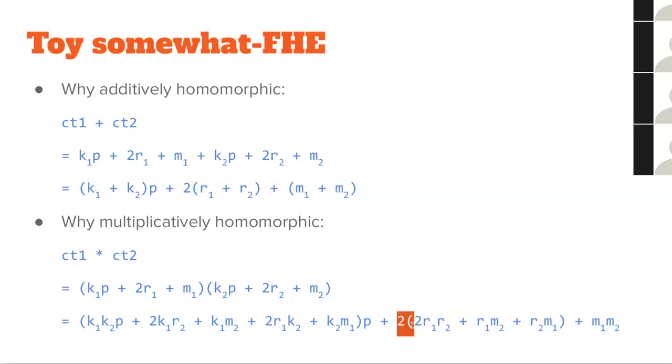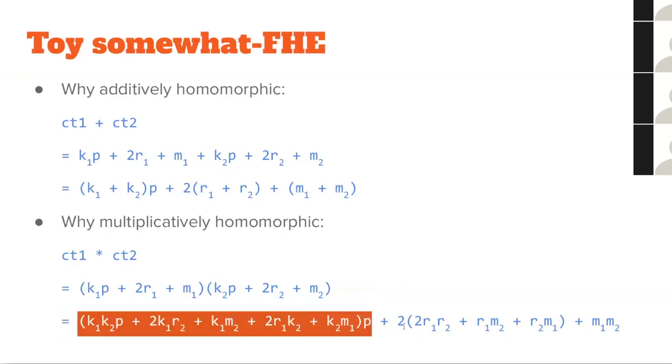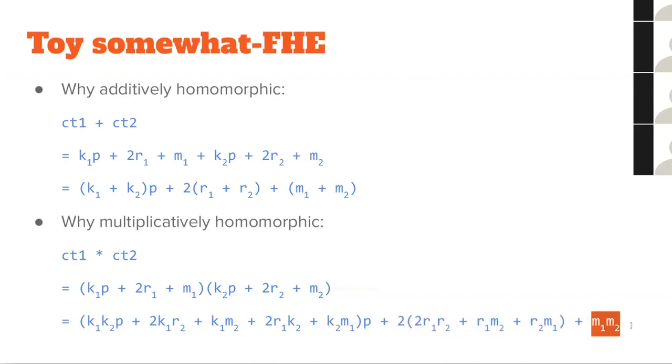Now you have 2 times... So now we have to figure out which of the remaining terms that are not multiples of p are even, and it's basically 2r1 multiplied by this, and 2r2 multiplied by this. So you have a bunch of terms that get multiplied by 2, and then you have this thing over here, which is not multiplied by p and not multiplied by 2, which is just the product of the messages, right? So if you take this expression and do a mod p and then a mod 2, the mod p is going to kill these 5 terms, the mod 2 is going to kill these 3 terms, and you just have this one term left. So we see that this is additively homomorphic, and we see that this is multiplicatively homomorphic.